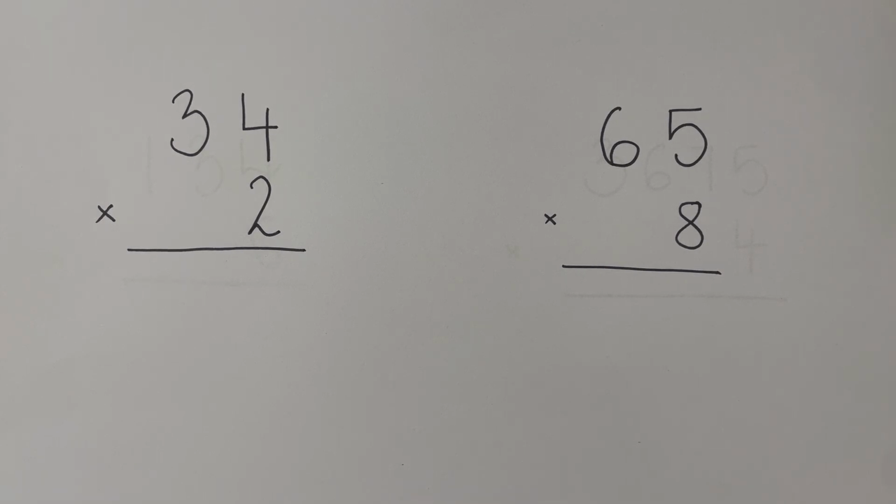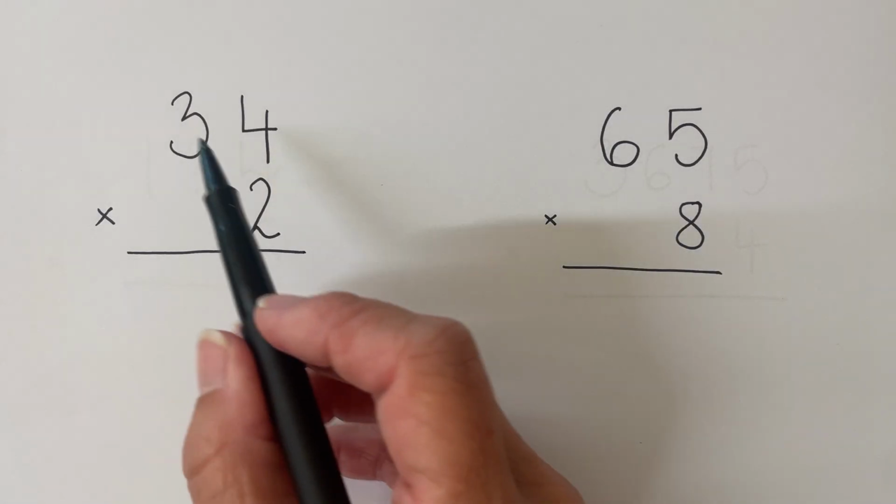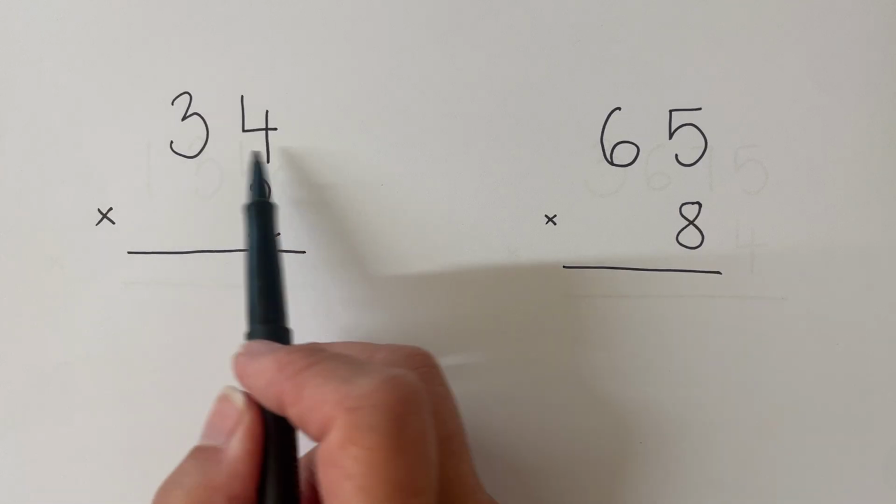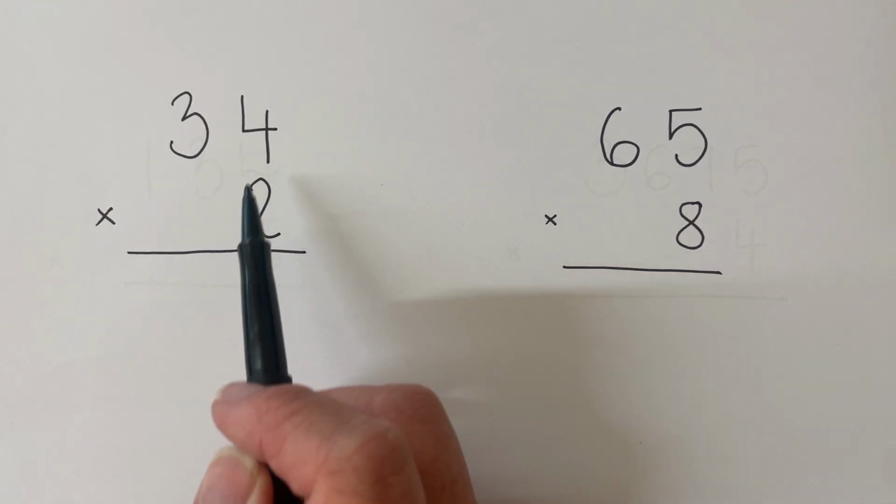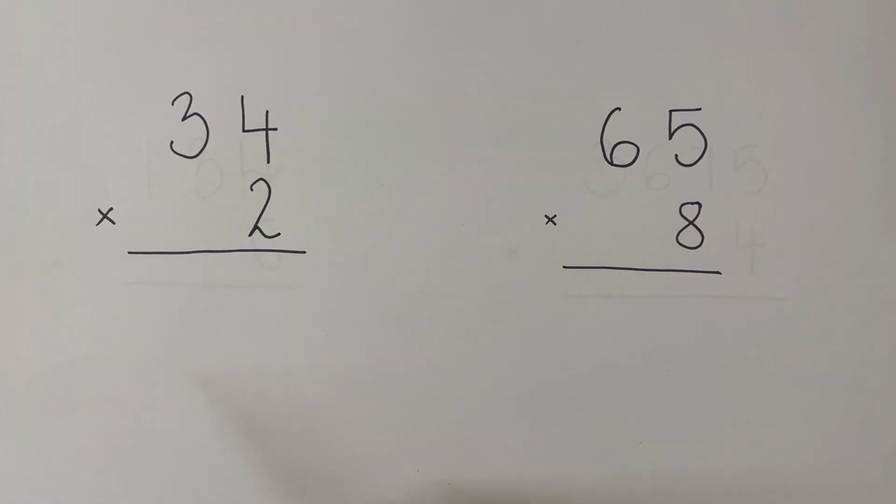We are going to look at how you multiply large numbers. Okay, so let's start with the very simple ones. We're going to do 34 times 2. So you always put the double digit or the bigger digit number above if you have a single digit here.